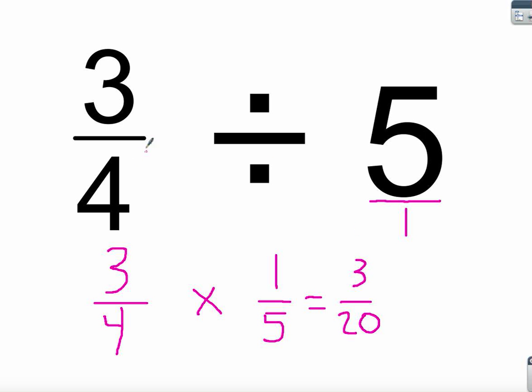So basically what this means is if I have 3/4 of a pie and I split it into 5 equal sections, each section is going to be 3/20 of the original pie.